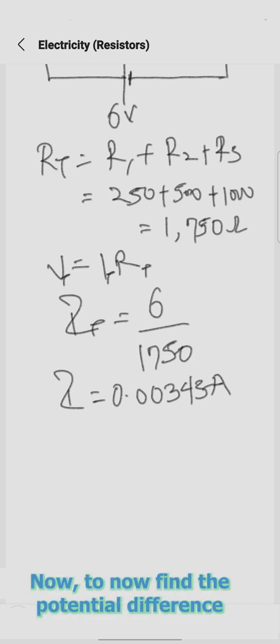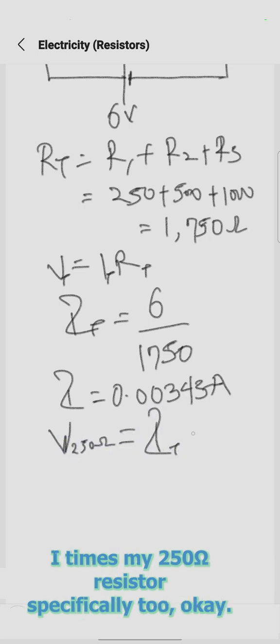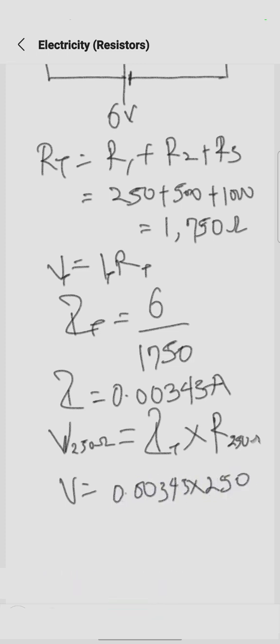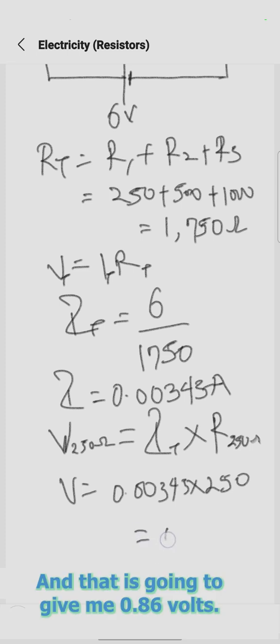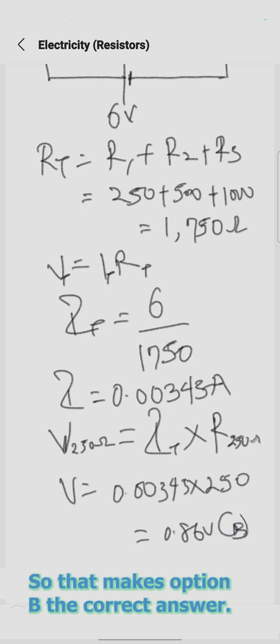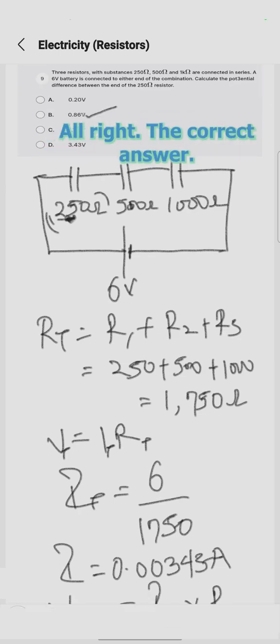Okay, now to find the potential difference across this 250 ohm resistor specifically, it is going to be my total I times my 250 ohm resistor. So my V is going to be what? 0.00343 multiplied by 250, and that is going to give me 0.86 volts, and that is option B. So that makes option B the correct answer. All right, the correct answer.